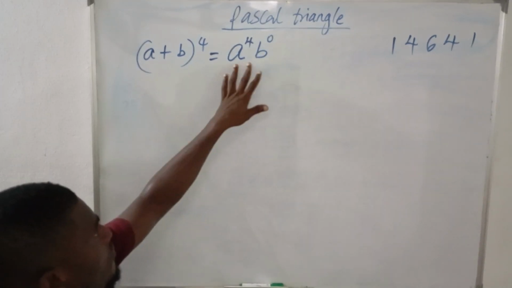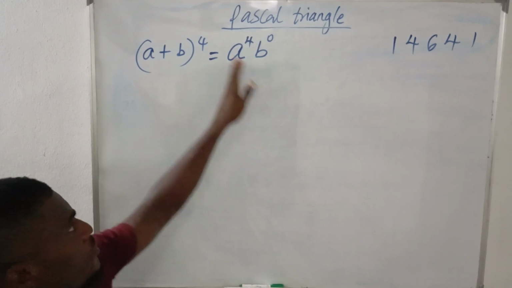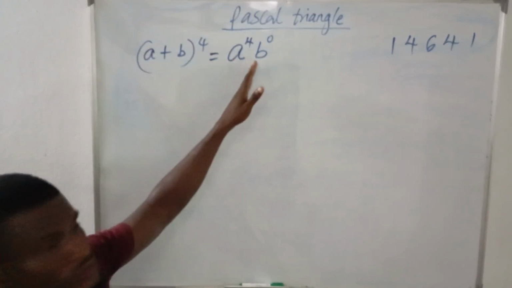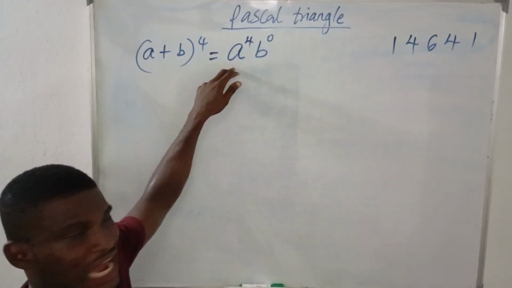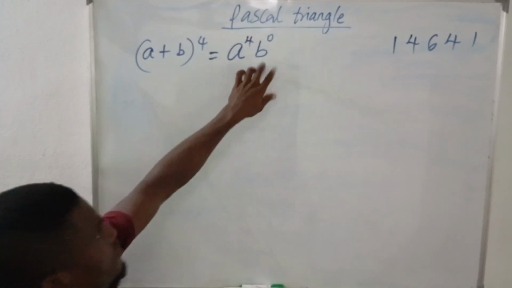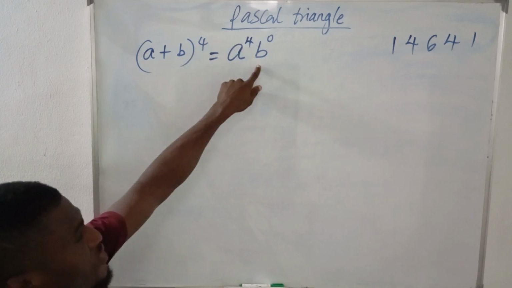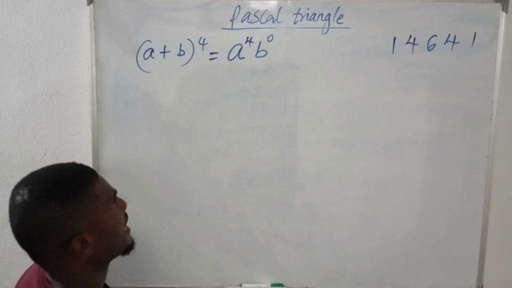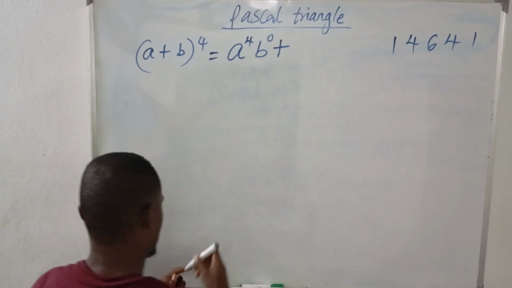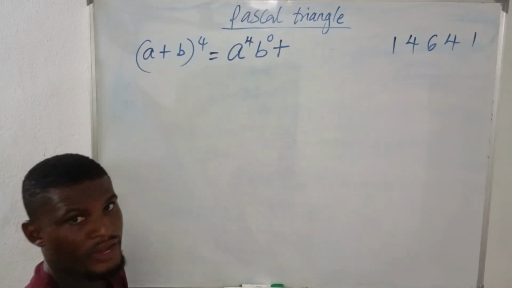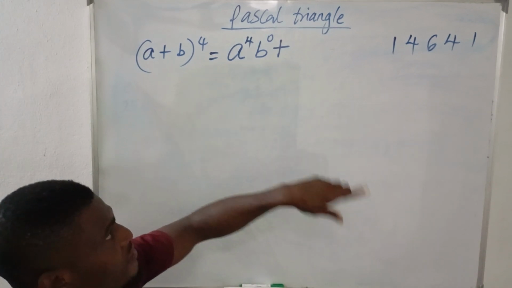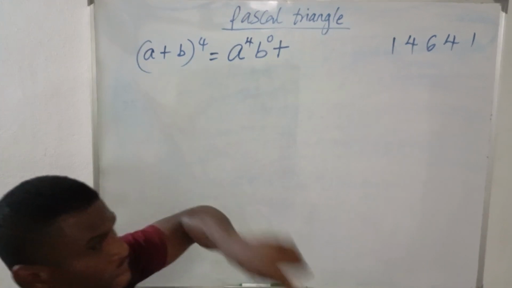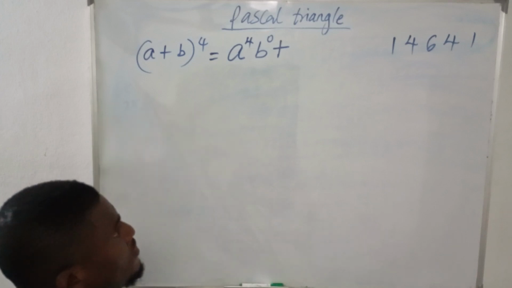Alright? Now, in between these two, you don't add, you don't subtract. So the first step is coefficient, first variable with the highest power, second variable with 0. And then put the sign plus. Okay? So plus. Now we repeat again. Coefficient, first variable, second variable.